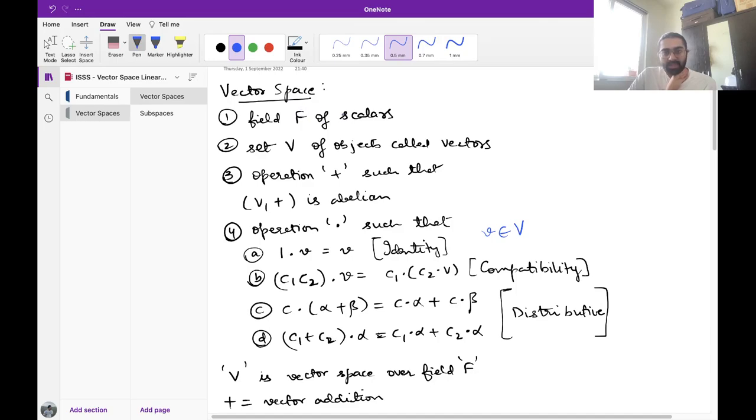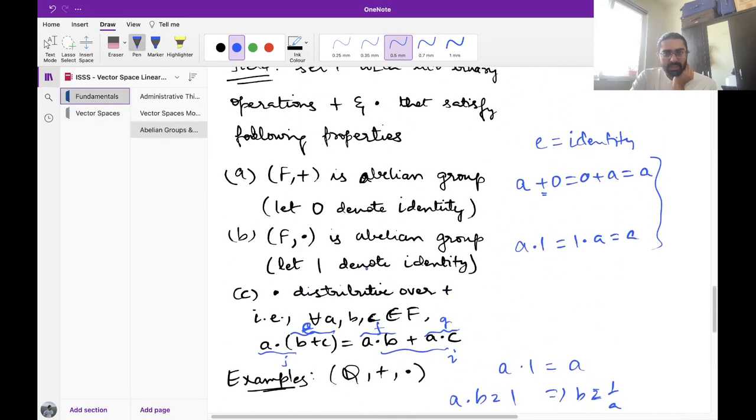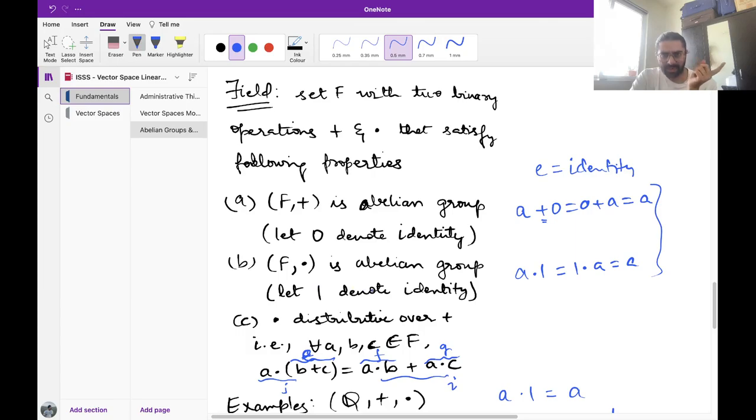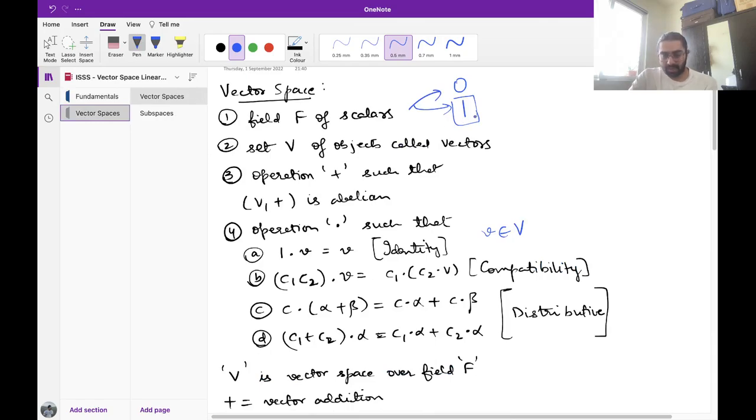See, this field we already discussed just now, this field already has two identities. It has that plus identity called zero and one identity called the identity of the dot operation. This same identity I can use. So if you remember this identity, the identity of the field with this operation dot, so that when I operate with this new operation called dot on v, I should get back the same element v.